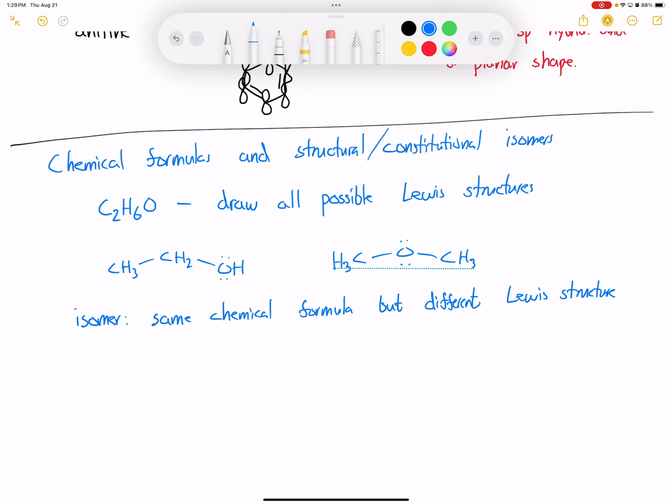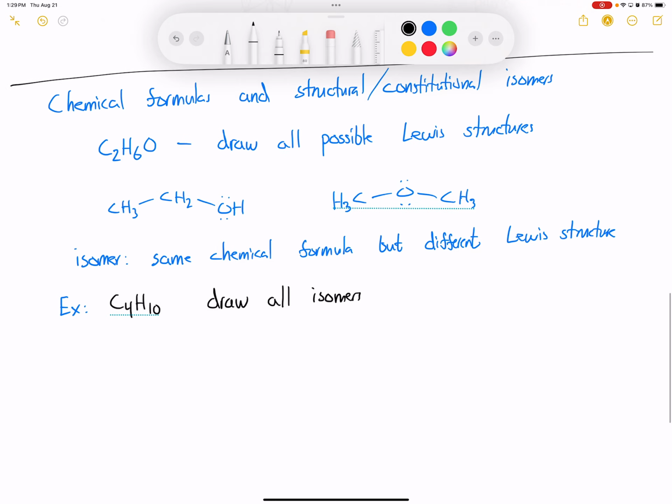All right, let's do an example of this. So here's my example. Why don't we draw all the isomers of this? All right. Draw all isomers. All right. So there's not that many. Okay. I don't want to make you draw like 20. Okay. So this is small enough where there's a few, okay?